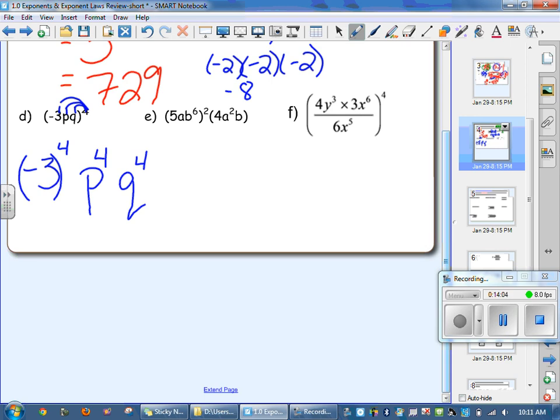So 3 exponent 4 is going to give me 81. So it's going to be a positive 81. And my p to the 4th power, q to the 4th power, they sit side by side, cuddled up to the 81. The 81 is now considered the coefficient.